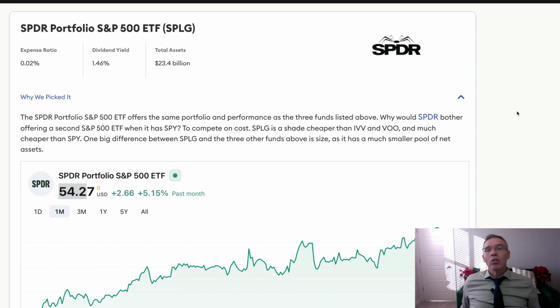But wait a minute. Scrolling down just a little bit farther, we find that the SPDR folks also have another S&P 500 ETF. It goes by the ticker symbol SPLG, and its expense ratio is only 0.02%. Now, why in the world would SPDR be competing against itself with another ETF that has an expense ratio that's almost 1/5 the cost of SPY? Well, it has to do with competing with IVV and VOO, the iShares and Vanguard S&P 500 ETFs, which are at 0.03%. So SPDR is offering some competition here for the folks who are really, really looking for low costs.